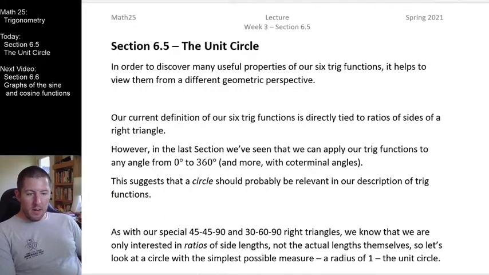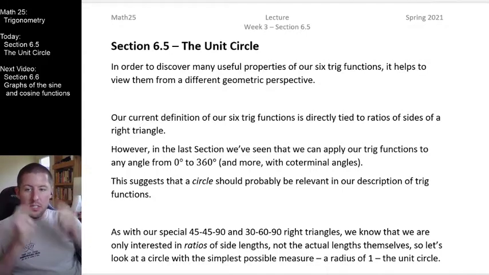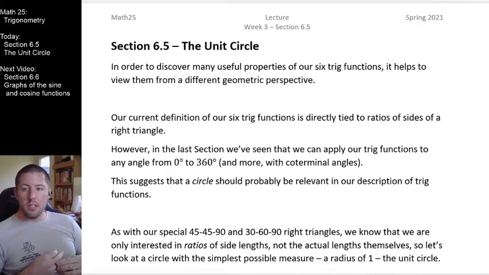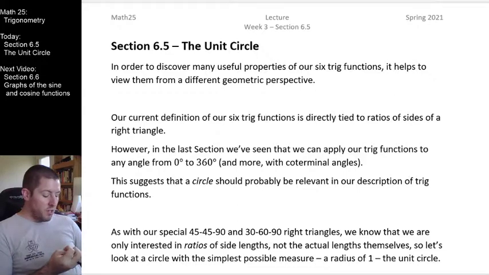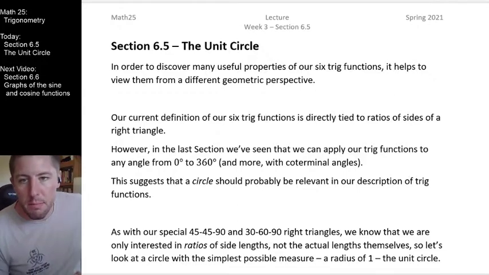We are here on Thursday, January 28th. We're going to talk about section 6.5 today, the unit circle. This is going to be a super important topic. This is basically the way that you are going to learn all of your trig function values and remember them all semester.